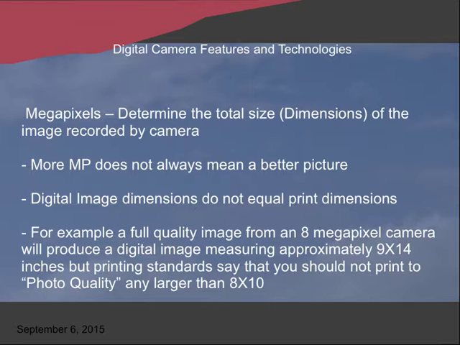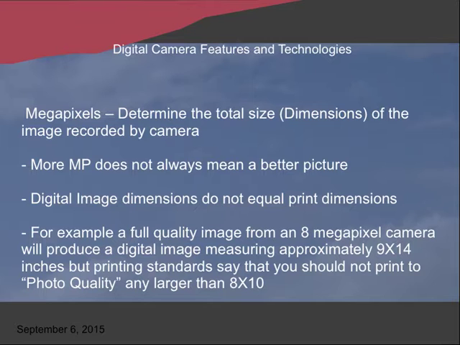So what are some digital camera features and technologies? Talking about megapixels, determining the total size, dimension of the image recorded by the camera. More megapixels does not always mean that you'll get a better picture. Digital image dimensions do not equal print dimensions. Again, this is something we will cover, especially when we get into editing and Photoshop and stuff like that.